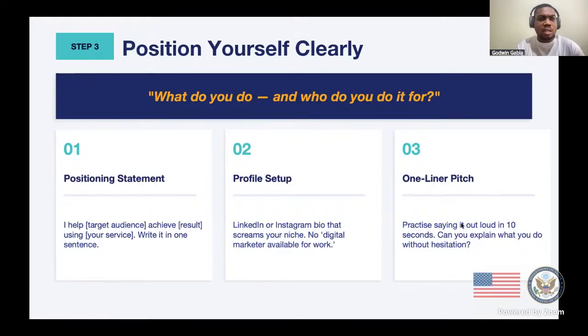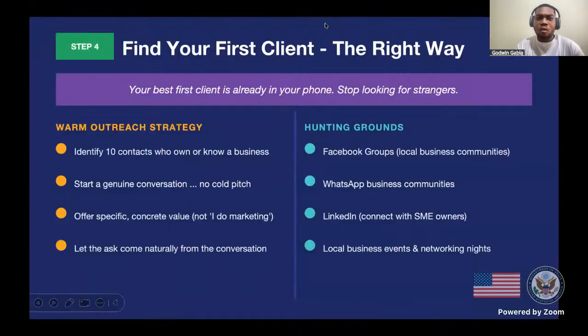Moving on, step 4. So step 4 is finding your first client the right way. There is finding your first client, and then there's finding your first client the right way. Finding your first client the right way means making sure that the approaches you are using to find your first client are perfect. Well, maybe not perfect, but they are right. They are logical, they are ethical, and they produce results. And these are the tested and confirmed ways that you can do that.